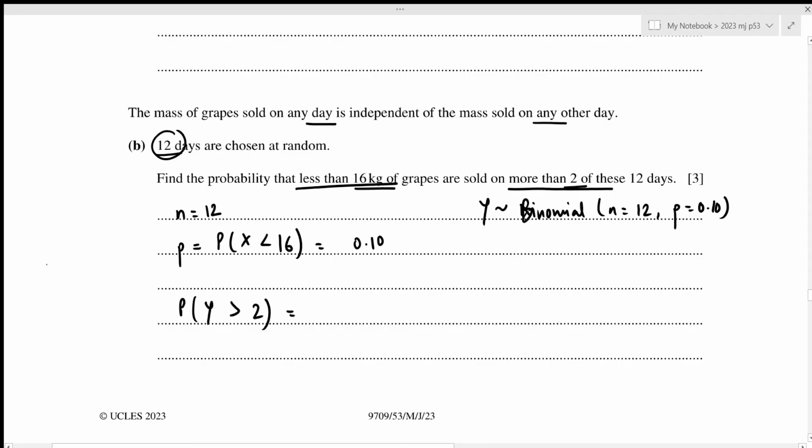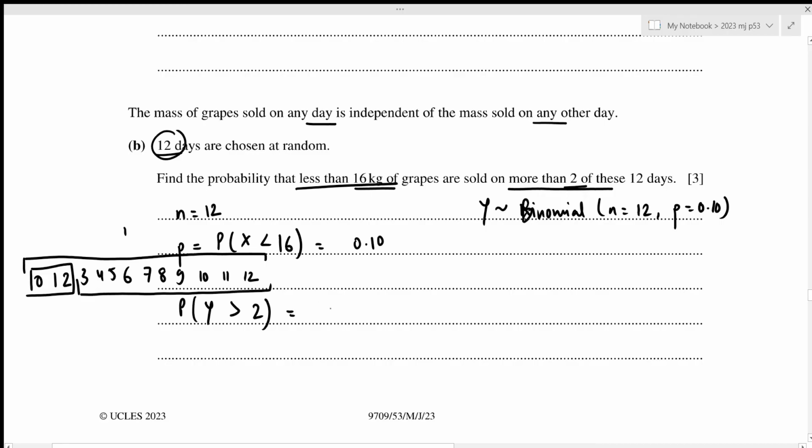More than 2 in this case would be 3, 4, 5, 6, 7, 8, 9, 10, 11, 12. That's a lot. So rather than calculating the probabilities for these many numbers, we can calculate the probability for 0, 1, 2, and subtract it from the total probability of 1, so that the probability for the required numbers will be given. So we can write this down as 1 minus probability of y equals 0, 1, 2. And remember, for binomial distribution, probability of y equals r will be nCr, p to the power r, q to the power n minus r.